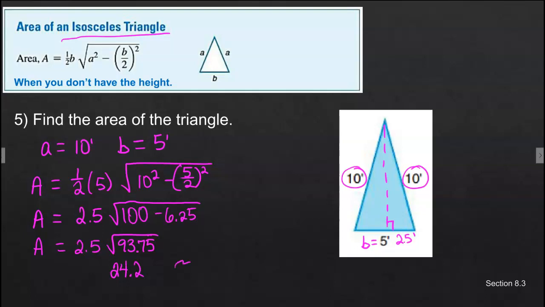and I'm going to round this to a whole number, 24 square feet. And then we're finished with that one.